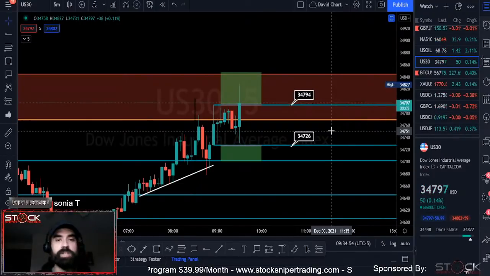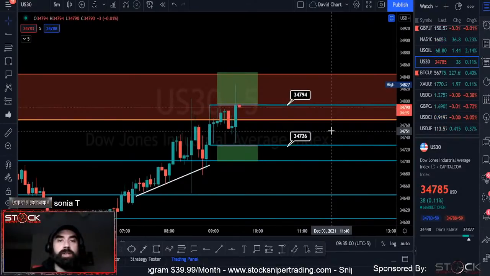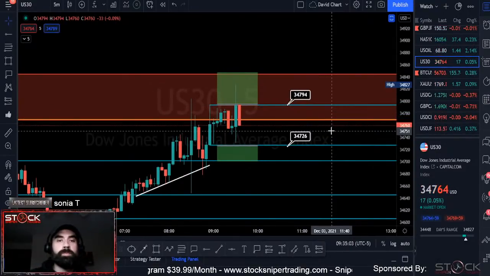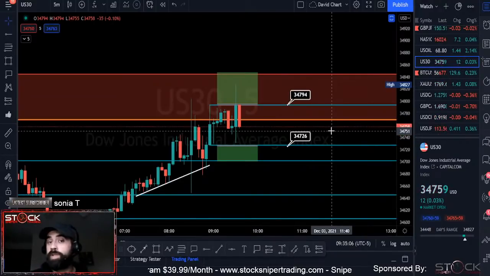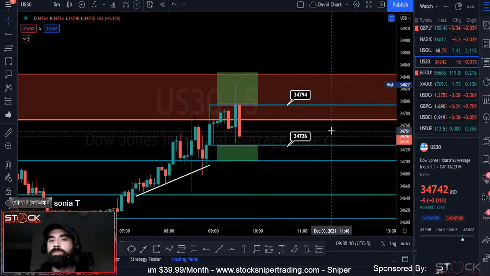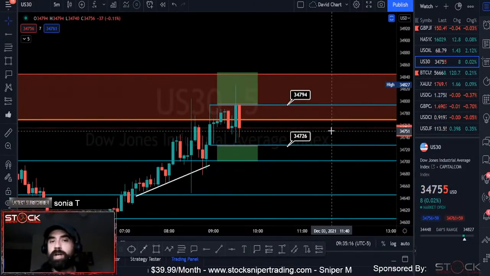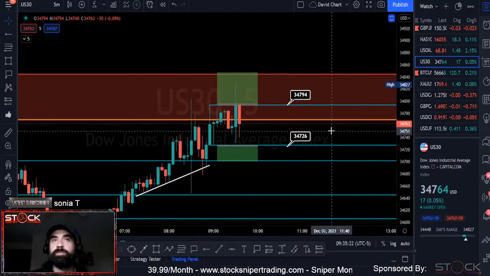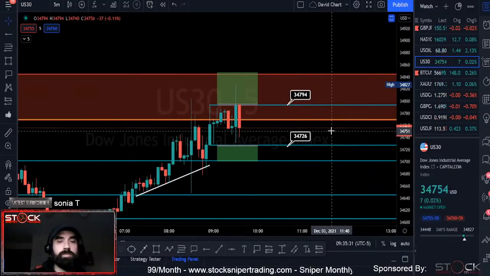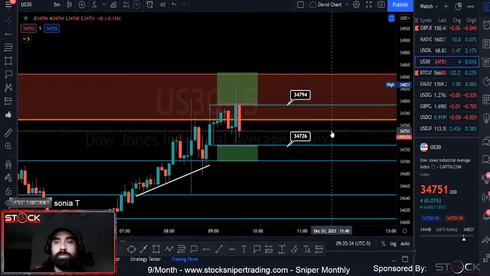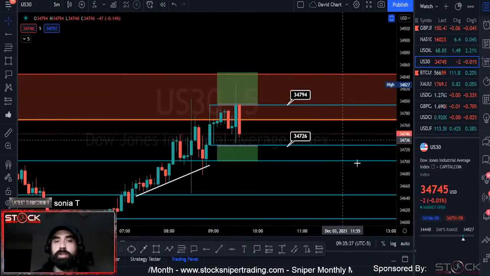Okay, 8 seconds left. The new candle is about to arise, guys. 1 second, here it goes. How far will this drop? Let's watch and see. They're not letting it break, guys. They're not letting it break that 34726 area. Okay, just watching here.